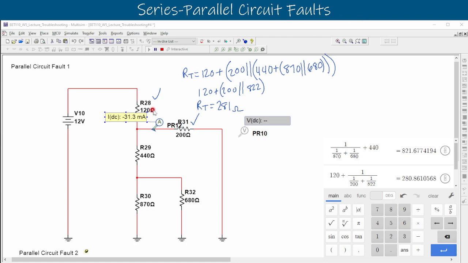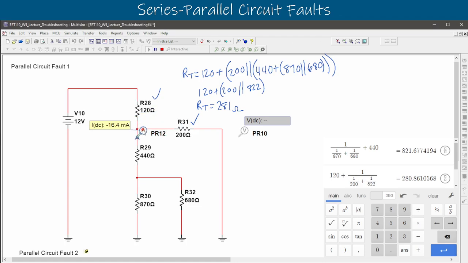So let's keep going. We'll go down this other branch. We see that the remainder comes down towards this bottom branch. So from the 47.8, 31.3 was taken off down this branch, and the remainder, 16.4, goes towards this bottom one. We said that this component here, this 440, was in series with whatever came next.